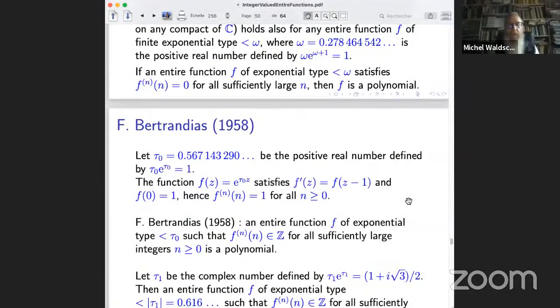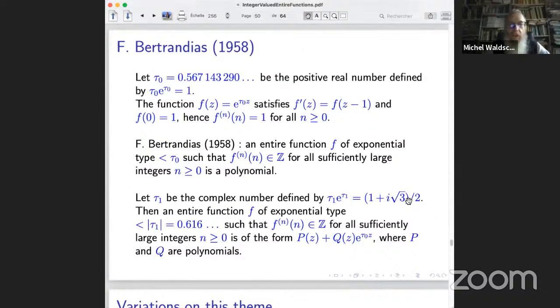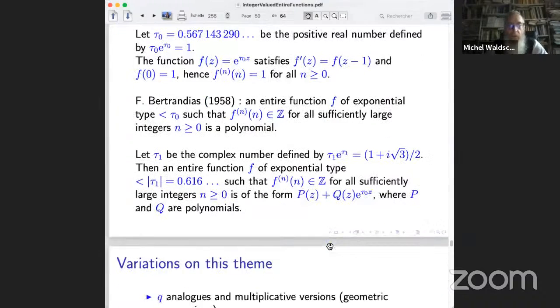And Françoise Bertrand-Diaz investigated the question of integer-valued entire functions for this f^(n)(n), and she proved that if the function has a type which is less than tau 0, which is the root of tau 0 exponential tau 0 equal 1, then it is a polynomial. And she proved a little bit more by taking a number tau 1, which is 0.616, which is slightly larger than tau 0. Similar to what was done before for the result of Pólya by Selberg and for the result of Carlson.